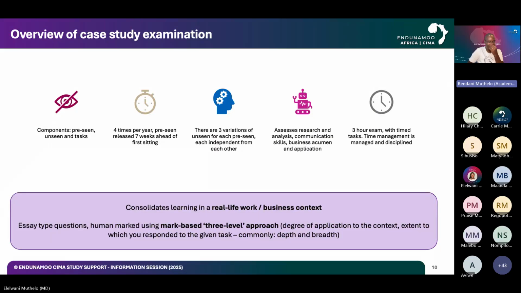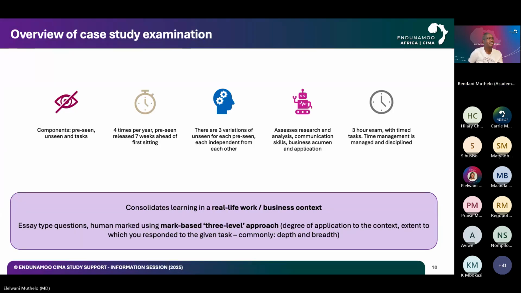So one of the things I love about this particular qualification. One, let's talk about the structure, then we're going to talk about this other stuff. One, the structure: how is it structured? The structure is such that it's got three components. One, a pre-seen, two, an unseen, and three, task lists.